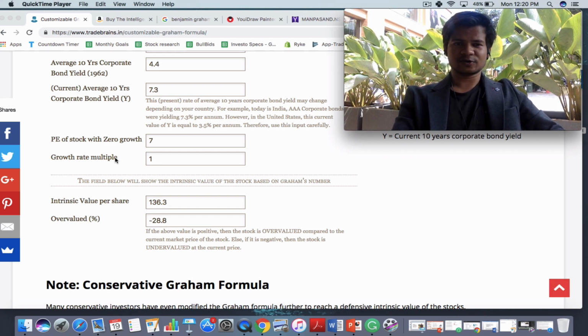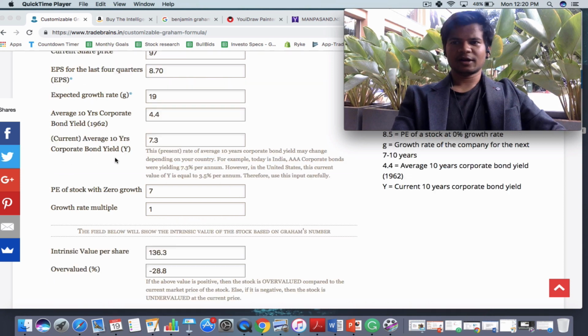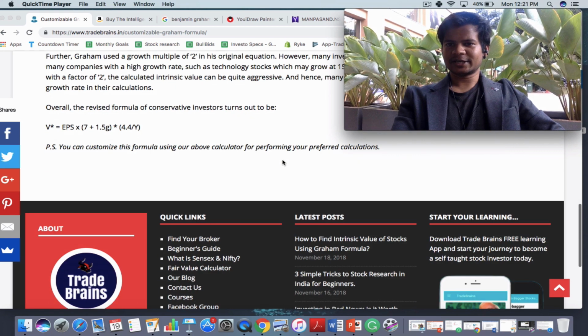But like we said, this is only the quantitative analysis of the company. You also need to perform the qualitative analysis, I mean, what is the quality of the company before investing. And just a quick disclaimer, all the stocks discussed here are just for educational purposes, and this is not a stock recommendation. So this is how you find the intrinsic value of a company using Graham's formula.